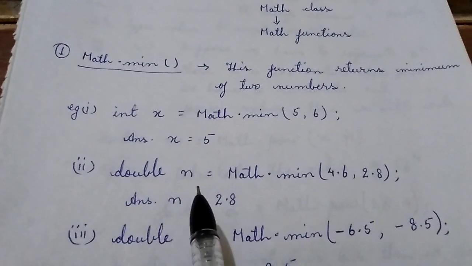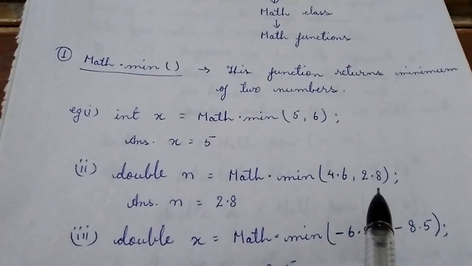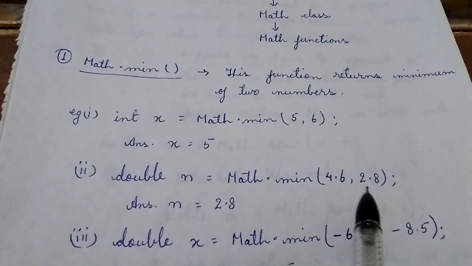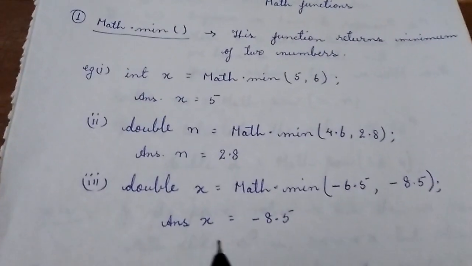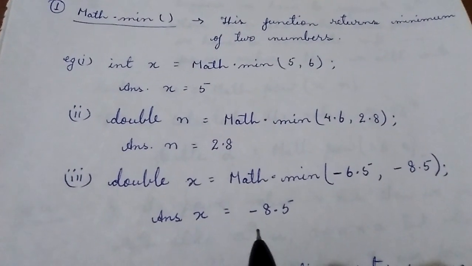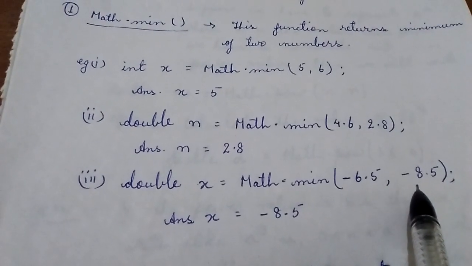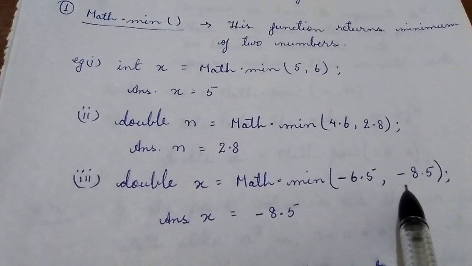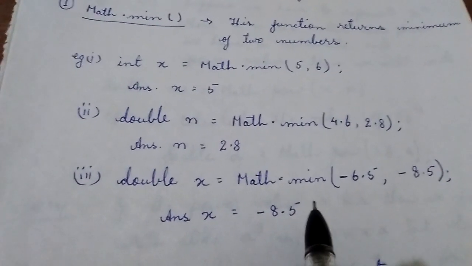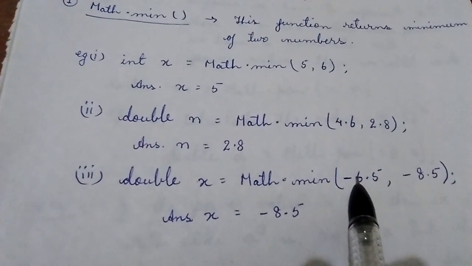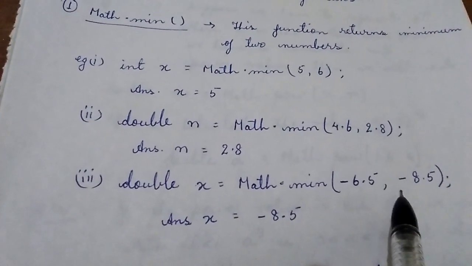It is also used with fractional values. So double n equals Math.min(4.6, 2.8). So here we see that the minimum is 2.8. The min function easily works with negative values also. So when we pass two negative values, it returns the minimum, and so it returns minus 8.5. We know that in negative, minus 6 has a higher value than minus 8.